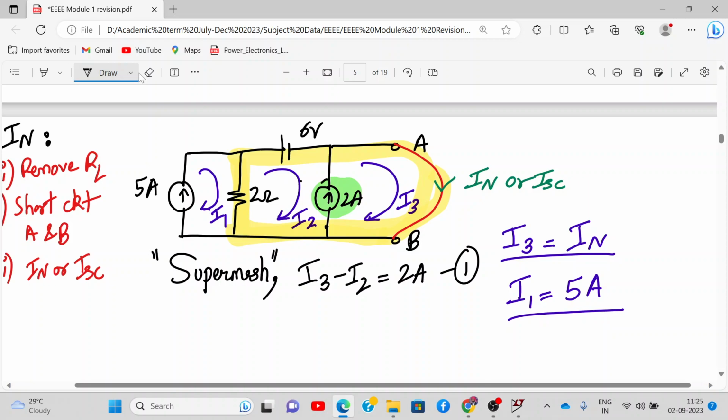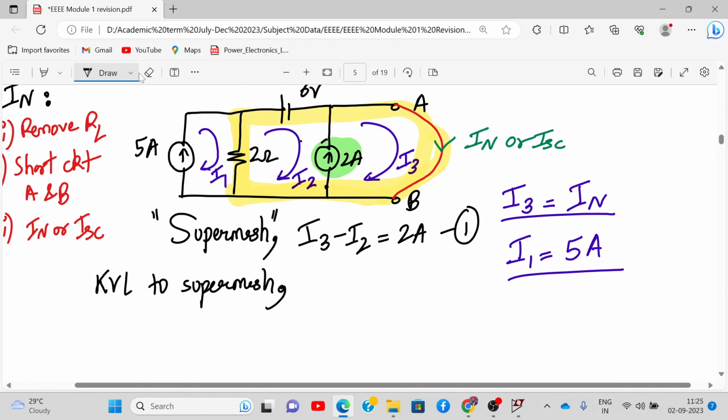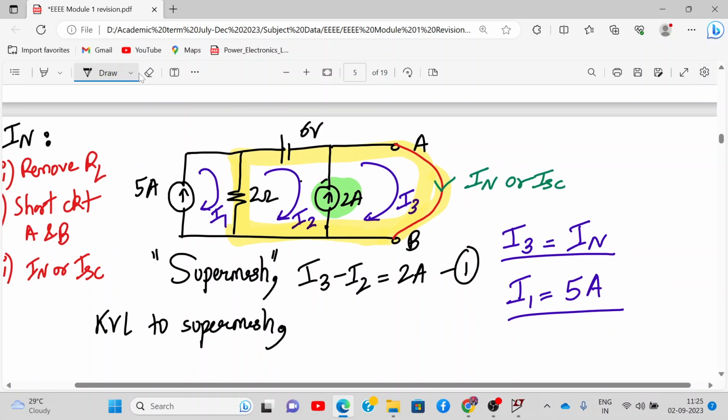How do we apply? We apply KVL to the super mesh. What is the super mesh? This yellow color portion. So tell me, how to write the equation? Here we'll start. So here we'll write minus 2 into (I2 minus I1), then minus 6, this is plus minus, so minus 6. And then nothing else is there, this is just IN. So equal to 0. Did you get it?